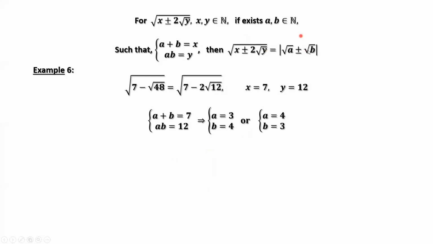Use this result. We have absolute value of square root of 3, here's minus, we use minus square root of 4. Because of the absolute value, we put the big number first. Square root of 4 minus square root of 3, which is 2 minus square root of 3. This is the answer for square root of 7 minus square root of 48.